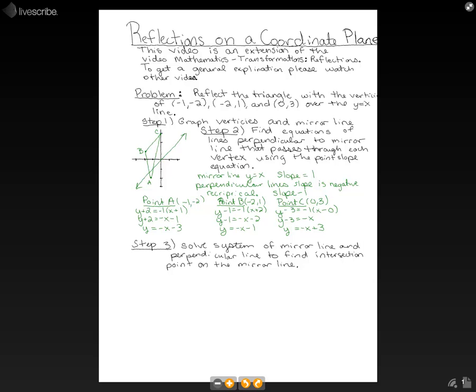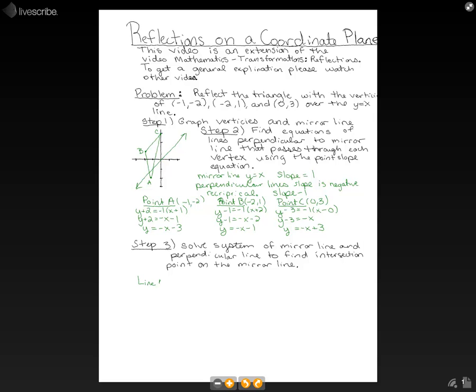Now we have these perpendicular lines. So our next step is to solve the system containing the mirror line, which is y equals x, and our individual point lines that we just solved for, in order to find where those two lines intersect. And that's going to be where those perpendicular lines intersect our mirror, so we can see how they're going to reflect.